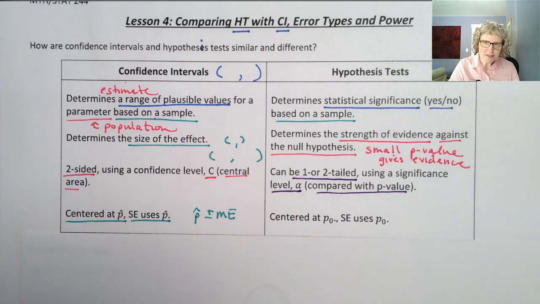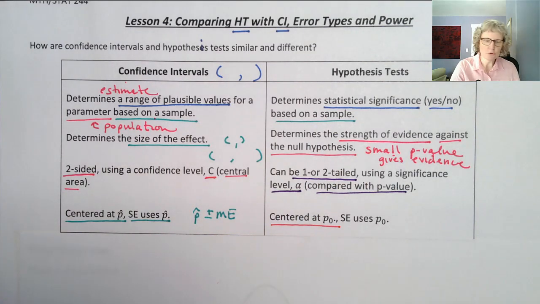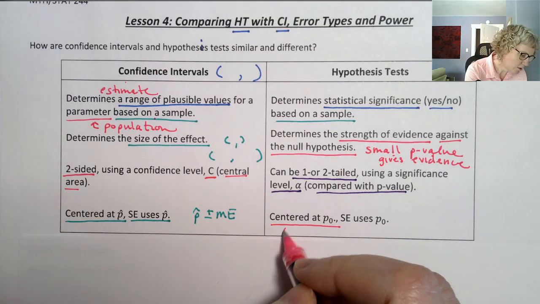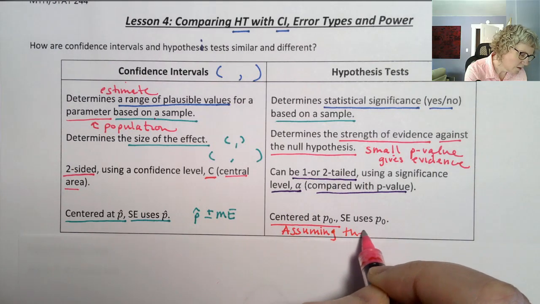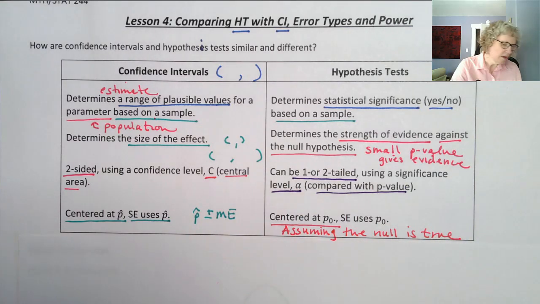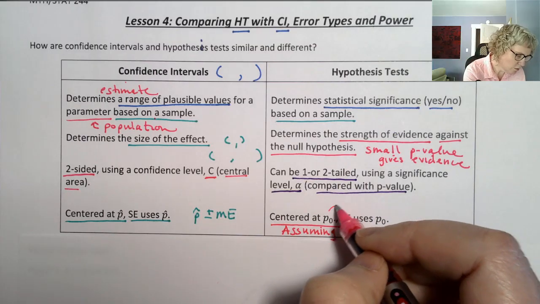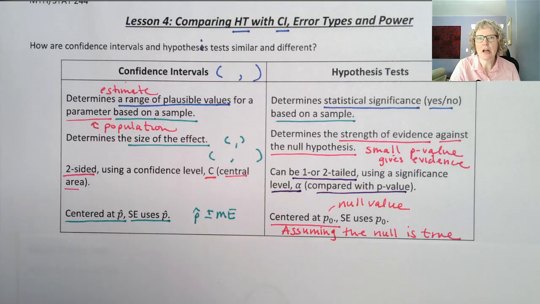Now, a hypothesis test, on the other hand, we have a couple of things because we also have a p hat from a sample, but we're assuming the null is true. So the hypothesis test will be centered at p0. Okay, so I'm going to write down, we're assuming the null is true. So that's why we use p0, which is the null value, whatever that number is in our hypotheses.